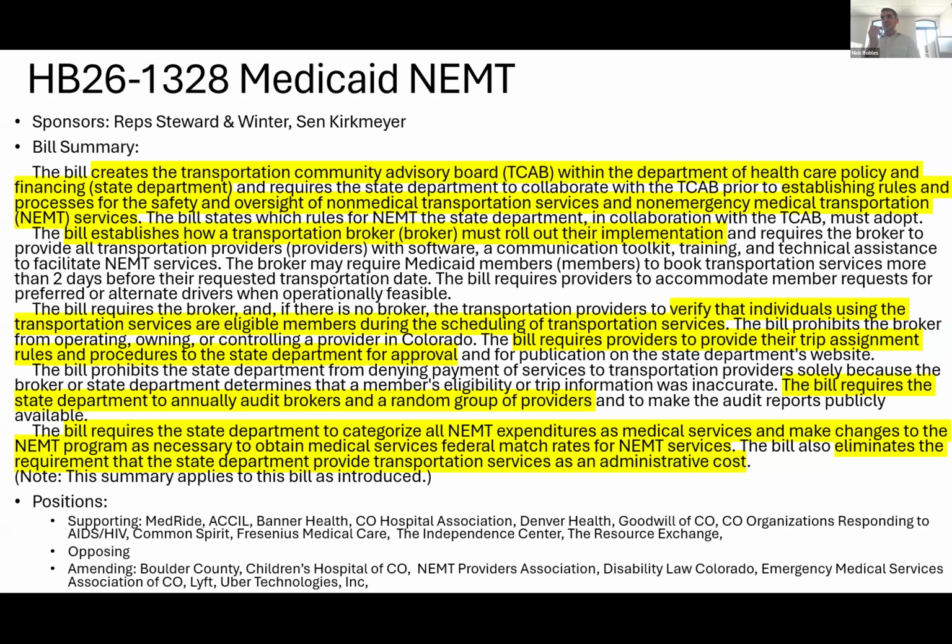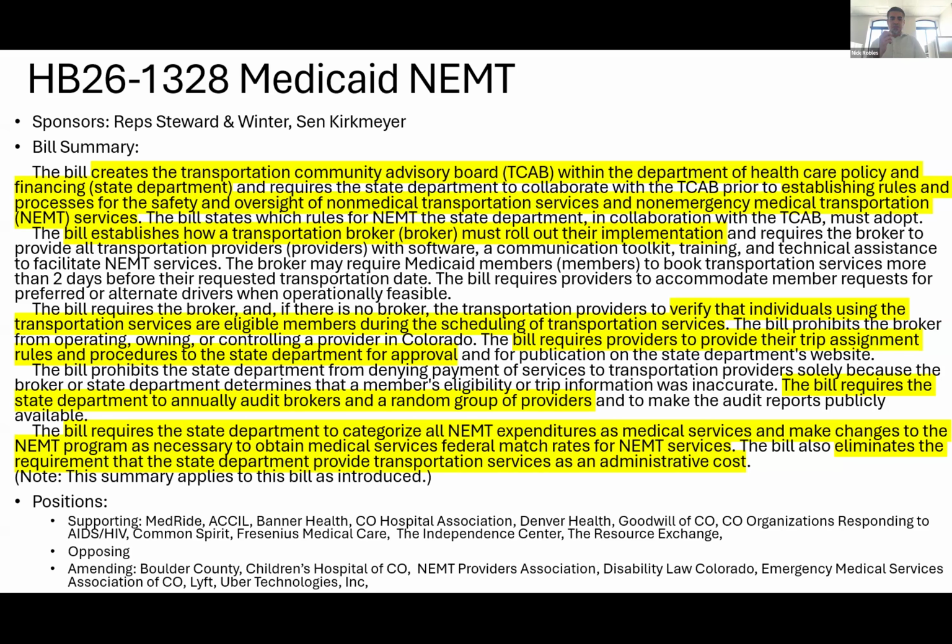It will also require that a broker or the transportation provider verify that the individuals using the transportation services are eligible members during the scheduling process. It will require providers to provide their trip assignment rules and procedures to the State Department for approval beforehand, and that gets published to the website. And the bill requires the State Department to annually audit brokers and a random group of providers. And finally, it requires the State Department to categorize all NEMT expenditures as medical services. And it eliminates the requirement that the State Department provide transportation services as an administrative cost.